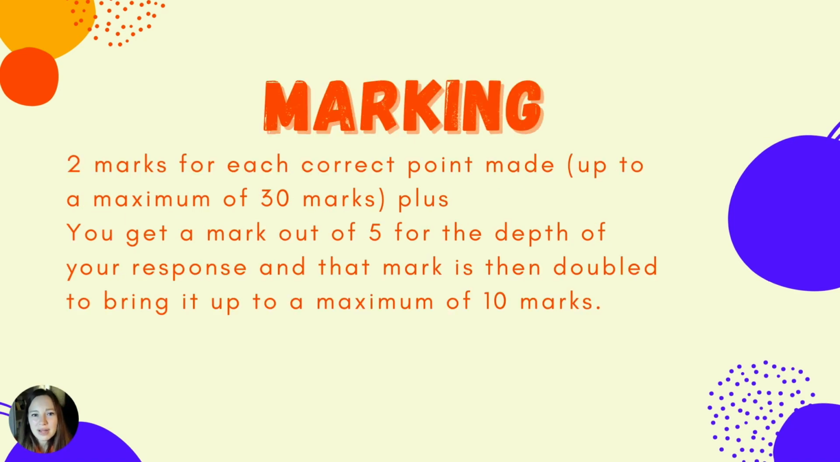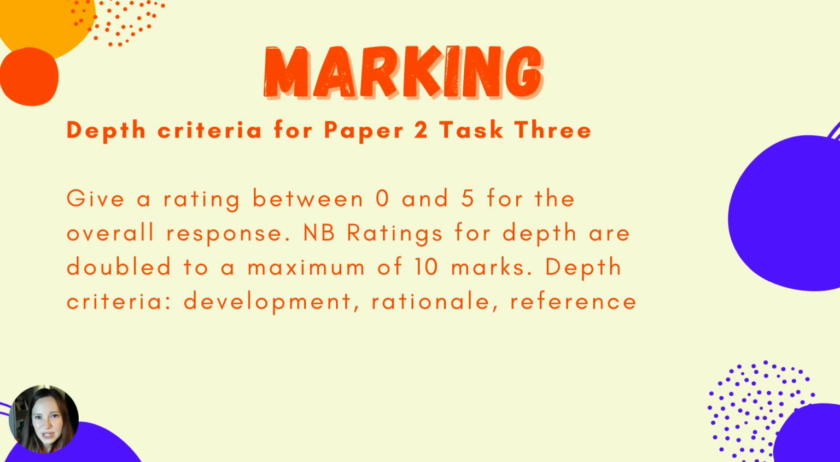Now let's have a look at marking. As you can see, 2 marks are given for each correct point made, up to a maximum of 30 marks. Plus, you get a mark out of 5 for the depth of your response. And that mark is then doubled to bring it up to a maximum of 10 marks. And the very logical question would be, what is the depth criteria for Paper 2 Task 3? Give a rating between 0 to 5 for the overall response. Ratings for depth are doubled to a maximum of 10 marks. Depth criteria consists of development, rationale, and reference. A fully developed, well-balanced response to the task will definitely gain the highest mark.